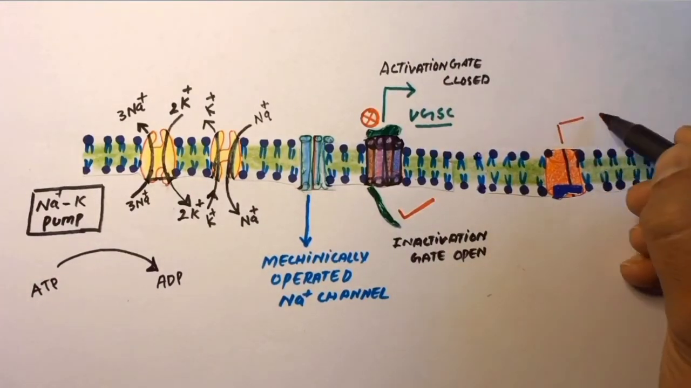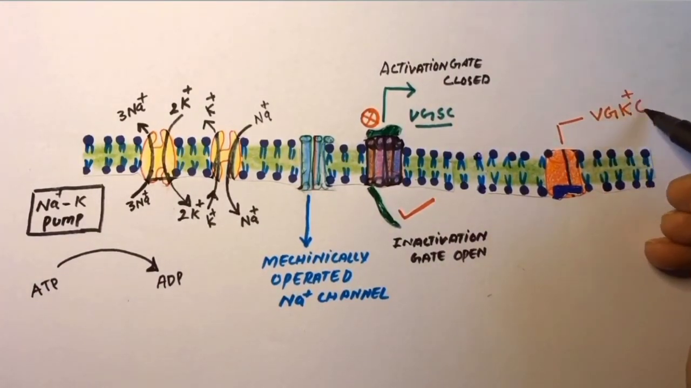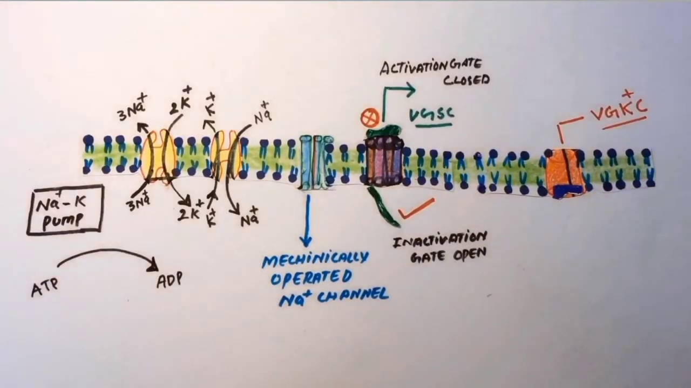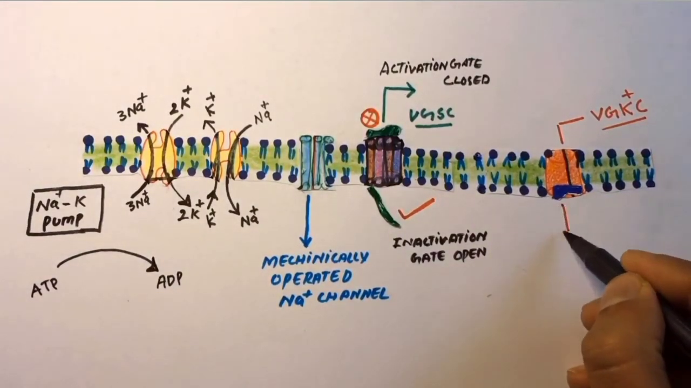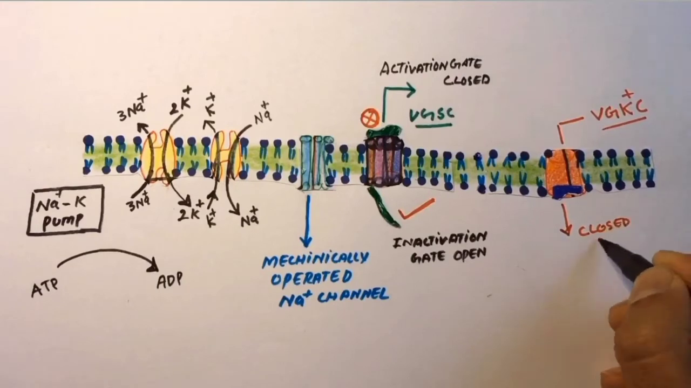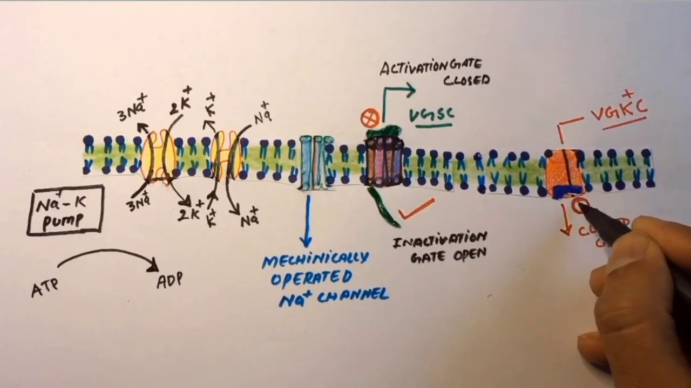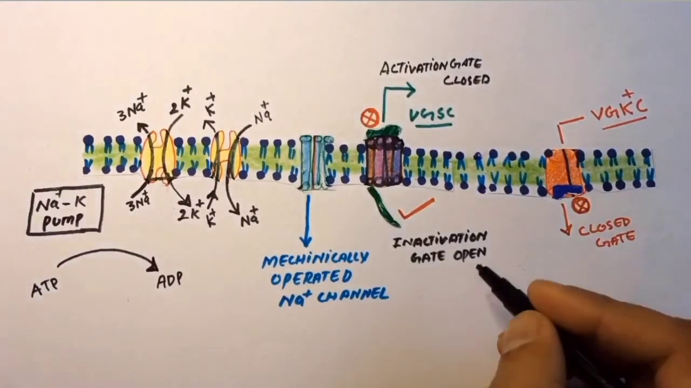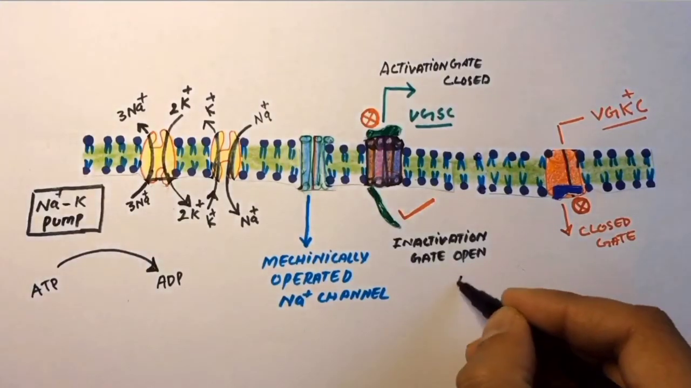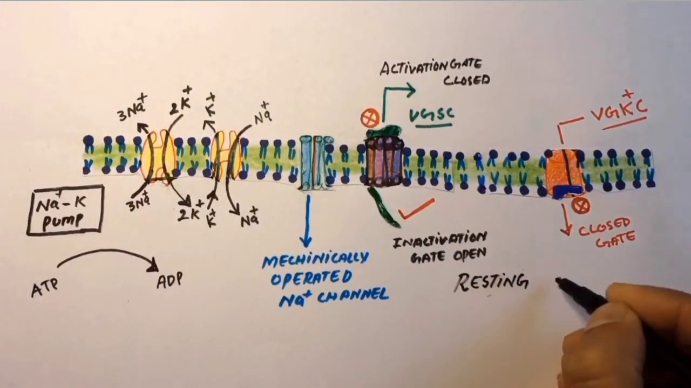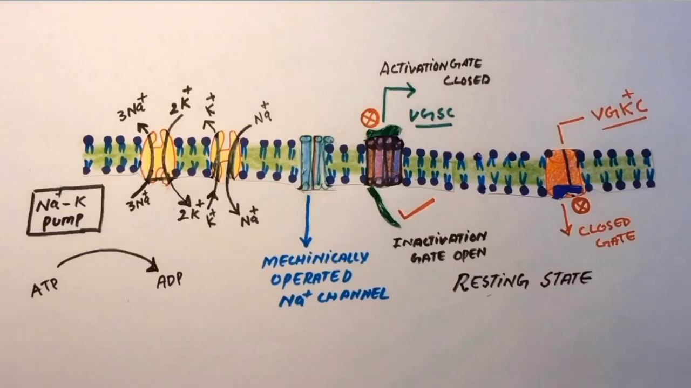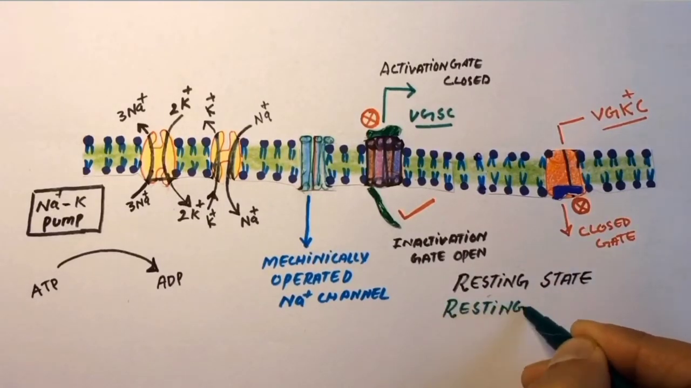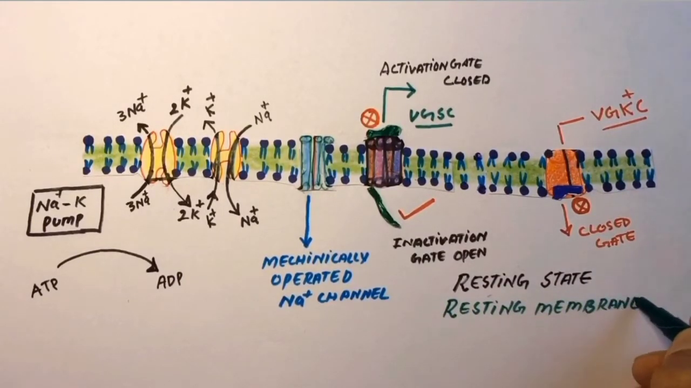fiber. Another type of protein channel is the potassium voltage-gated channel. During the resting state, the gate of the potassium channel is closed and potassium ions are prevented from passing through this channel to the exterior. The diagram here depicts the cell in the resting state. The membrane potential of the cell is -70 millivolts.